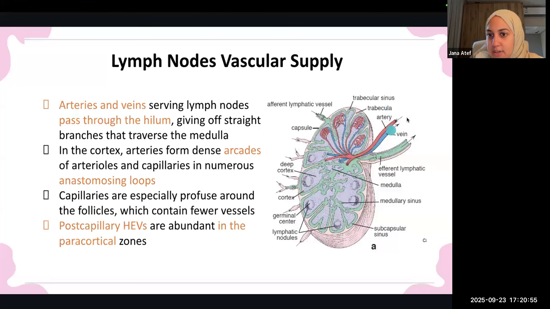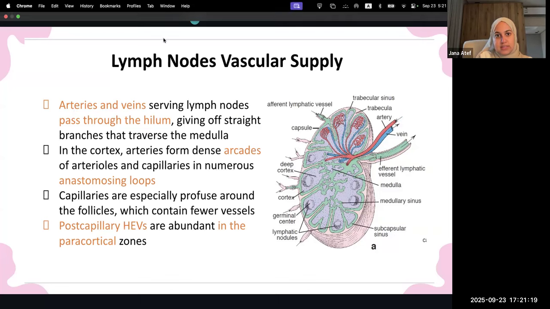Okay, vascular supply. Like we said, there's an artery, a nerve and a vein. The artery goes in, veins go out, and the efferent vessels also go out. They go into the medulla and then to the cortex. The arteries and veins pass through the hilum first and give off branches. In the cortex, they form anastomosing loops.